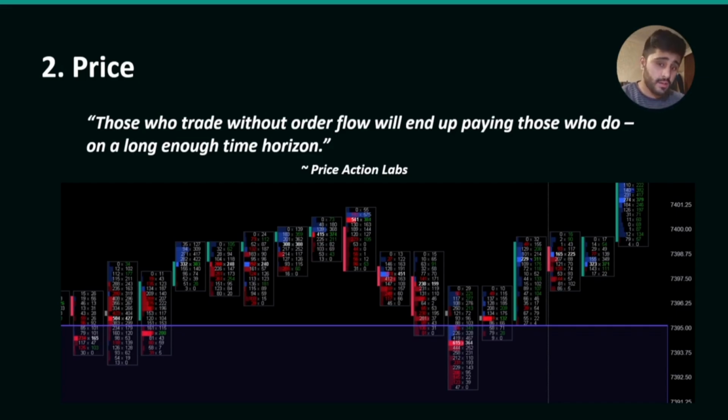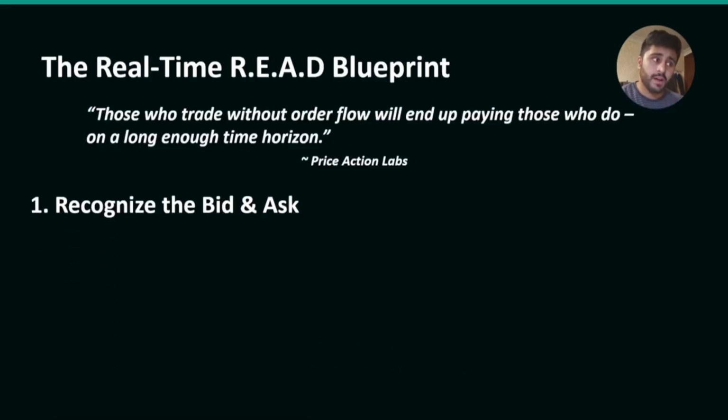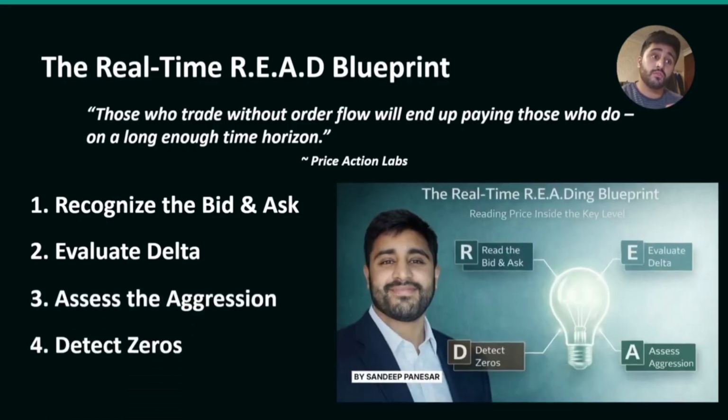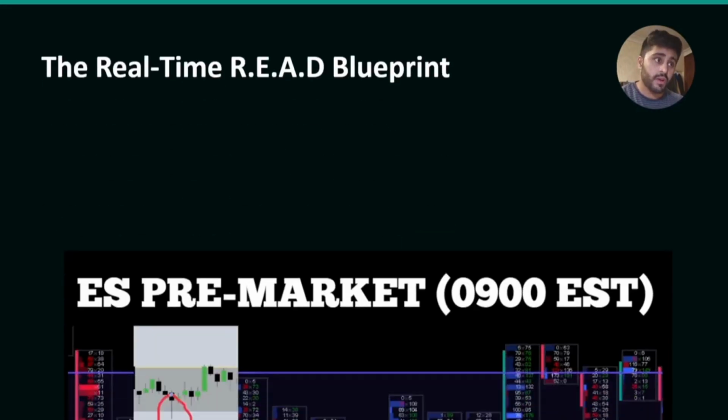What's important to you as a trader is to understand whatever time frame you're looking at, you only want to focus on real-time order flow in the now. So if you're taking a trade at 18 past 10 EST, you are only focusing on the order flow at a specific level at 18 past 10 EST. Right? So the only time frame that matters is the now time frame. So what you're looking to do is recognize the bid and ask, and I'm going to go over how to do that. You want to evaluate the delta, assess aggression, and detect zeros using the real-time reading blueprint, right?